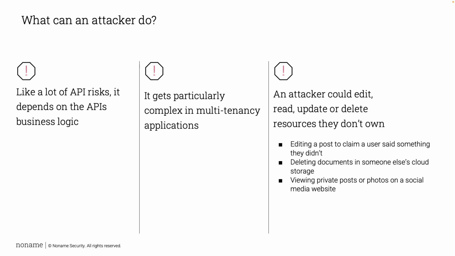So an attacker could edit, read, update, or delete a resource they don't own. They could edit a post to claim a user said something when they didn't. In something like a cloud storage context, this might be deleting or viewing documents in somebody else's cloud storage. On a social media example, this might be about viewing private posts or photos. Again, it depends on what that API does, what kind of impact you could be looking at. It could be something really bad, or it could be something which, while not urgently or critically vulnerable, might be something you address in a later version.